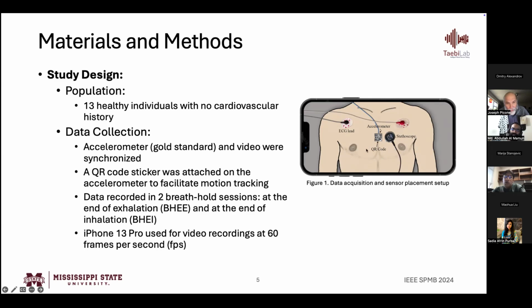To facilitate motion tracking, we attached a QR code on top of the accelerometer. Data was collected during two breath hold sessions, at the end of exhalation and at the end of inhalation. The accelerometer was used to record the SCG signal, and we used an iPhone 13 Pro to capture the video at 60 frames per second. Both the accelerometer and video recording were synchronized using a microphone.